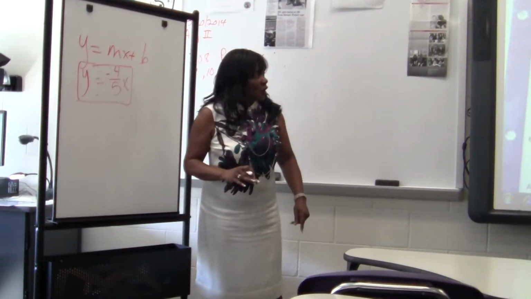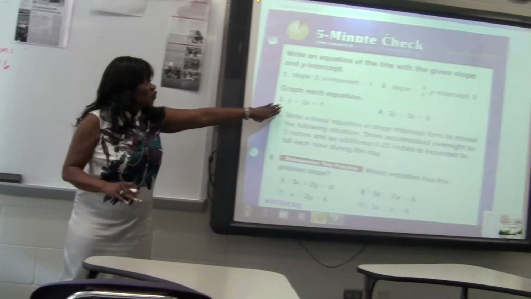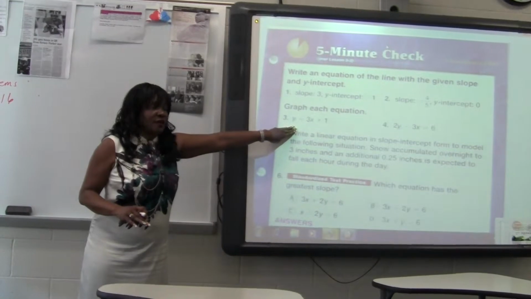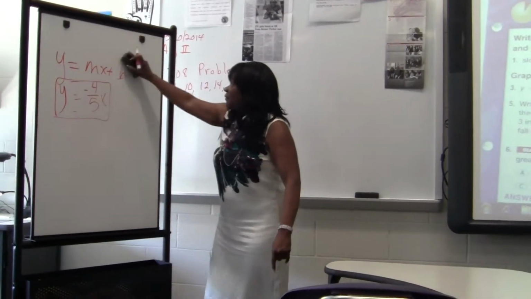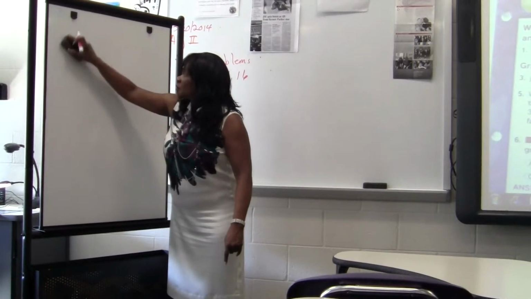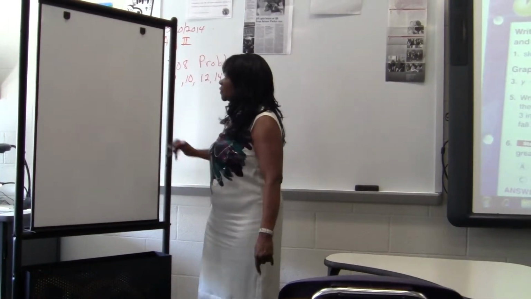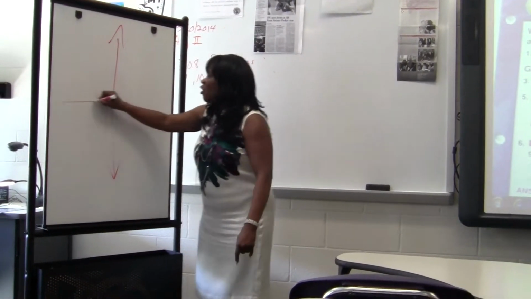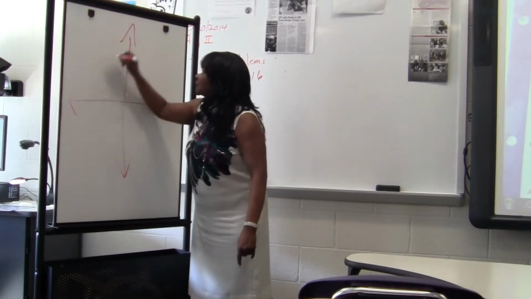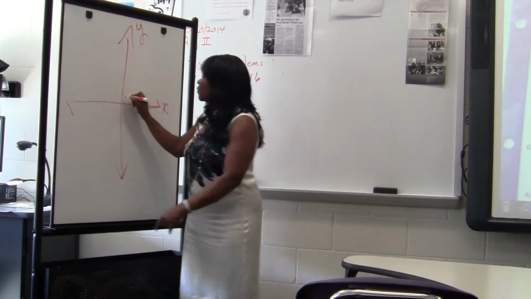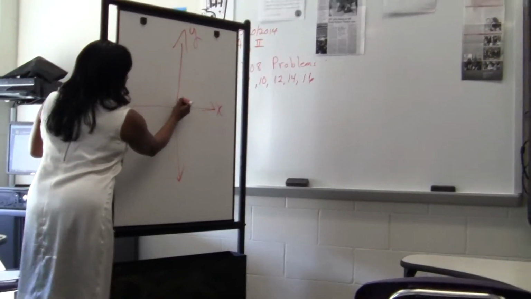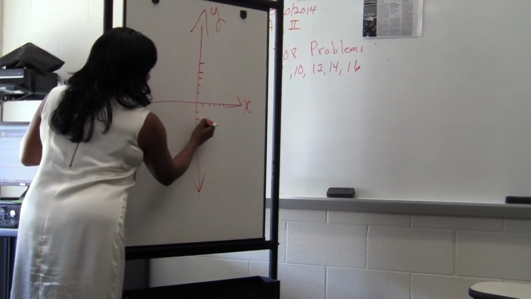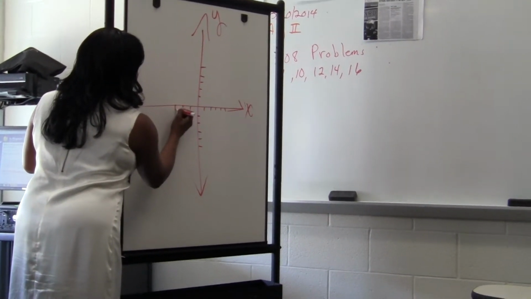Any questions? Okay, now let's look at, it says graph each equation. Is this in slope-intercept form, yes or no? Yes. So all we have to do is graph it now. We're going to graph our y-axis. I know it doesn't look pretty, but it'll work. And our x-axis. Here's your y, here's your x. Put your little dashes right here. 1, 2, 3, 4, 5. 1, 2, 3, 4, 5.